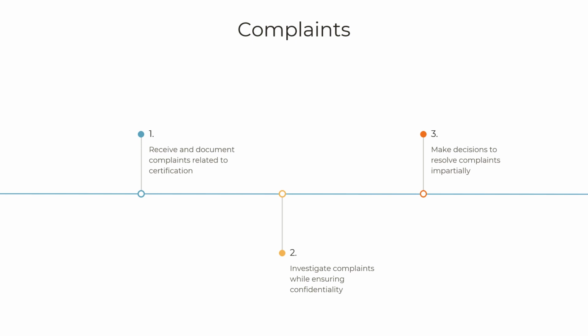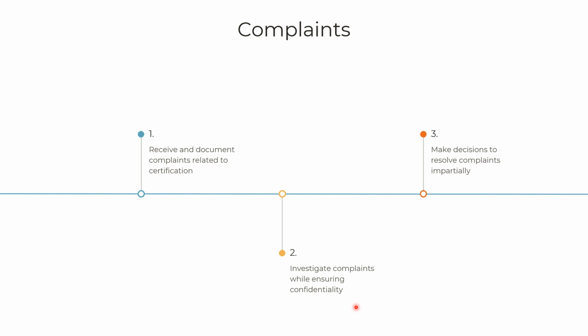The process for handling complaints in the context of certification involves several critical steps to ensure that each complaint is addressed fairly and effectively. The first step is to receive and document complaints related to certification. This initial phase is crucial as it involves logging the complaint in a manner that is systematic and consistent. It ensures that all relevant information about the complaint is captured and that there is a record to reference throughout the process.